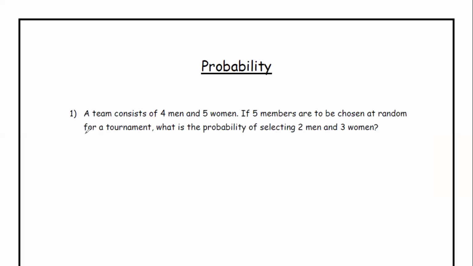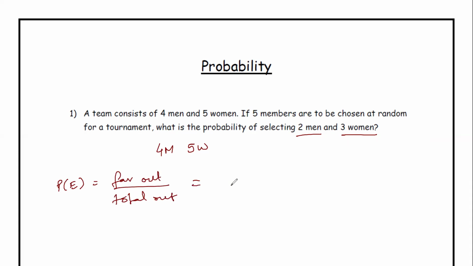First question: a team consists of four men and five women. If five members are to be chosen at random for a tournament, what is the probability of selecting two men and three women? Out here we use the second point, which is that the probability of an event is favorable outcomes upon total outcomes.